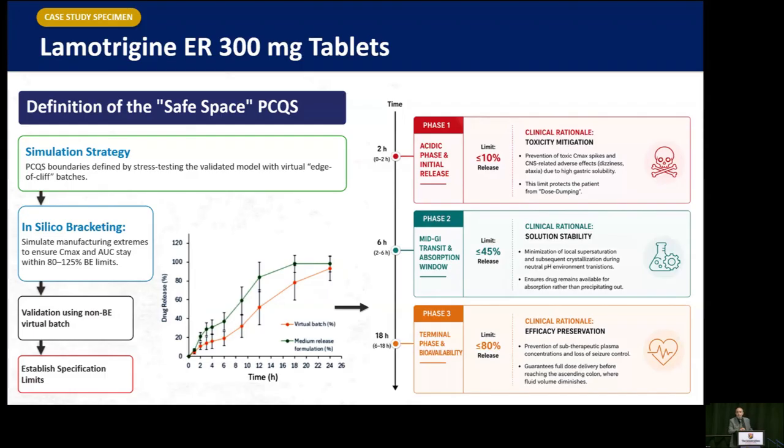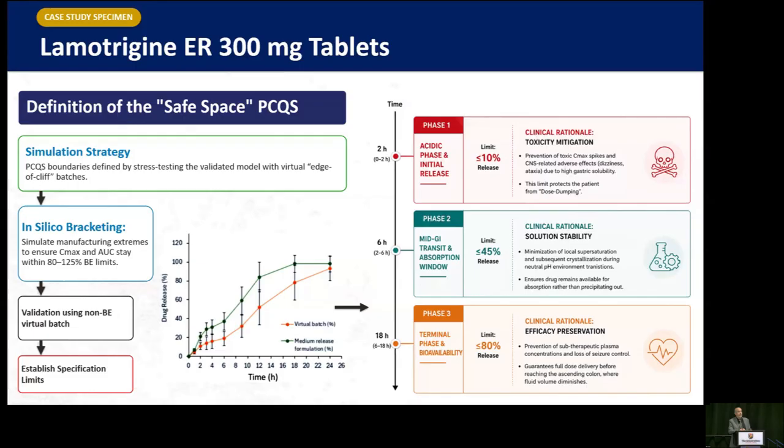And the safe space, or dissolution characteristics within the safe space, has been determined at three levels. An initial phase, which is the amount released in 2 hours. This is to account for the toxicity or safety mitigation for the drug, where it prevents any toxic Cmax spikes or CNS-related adverse events like dizziness and ataxia due to high gastric solubility. So this limit also protects the patient from any dose dumping.